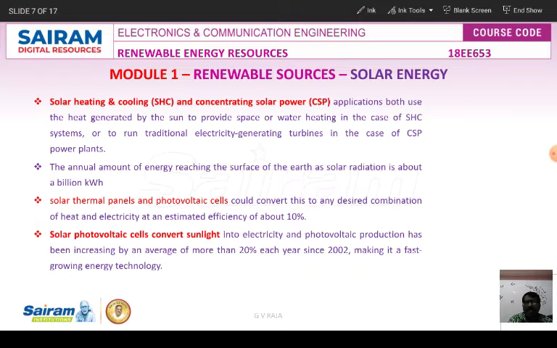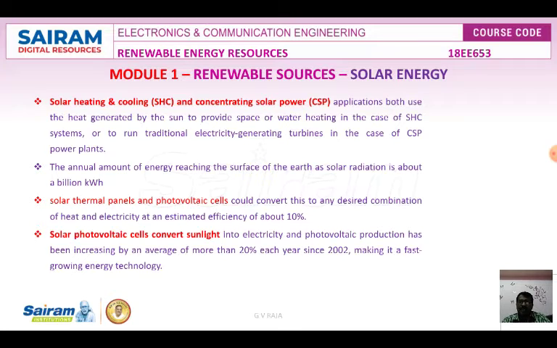Solar water heaters, you have seen in many houses, even in your house also. Instead of using an electric geyser system, we are going with solar power: solar water heater, solar induction stove now available, solar cooker. So solar thermal panels and photovoltaic cells, which convert this energy into heat and electricity, have an estimated efficiency of about 10%.